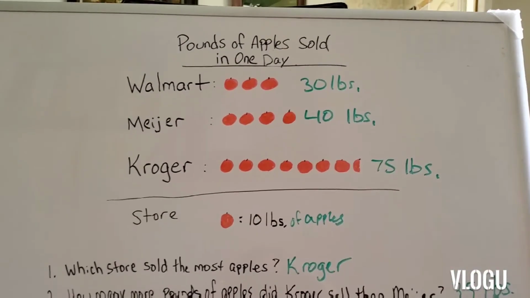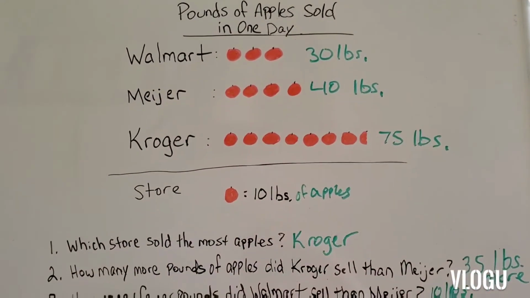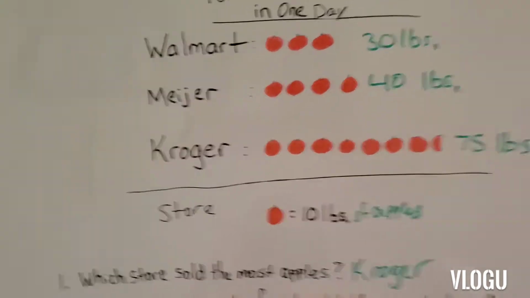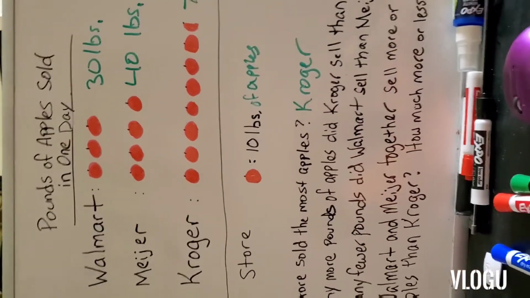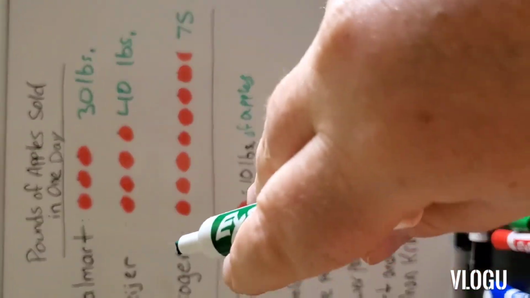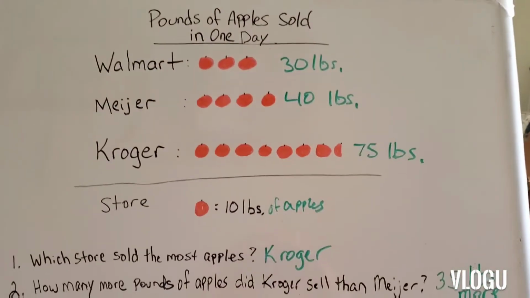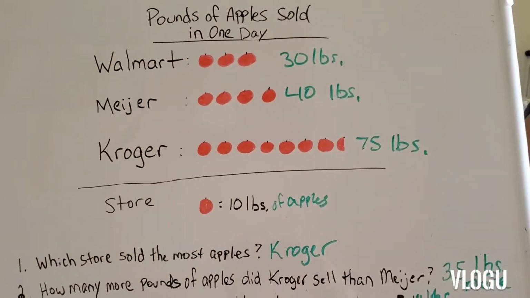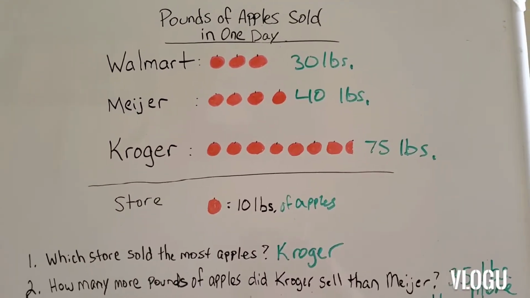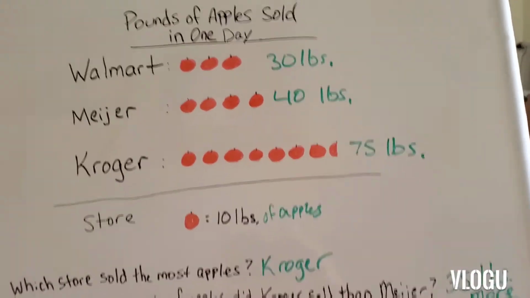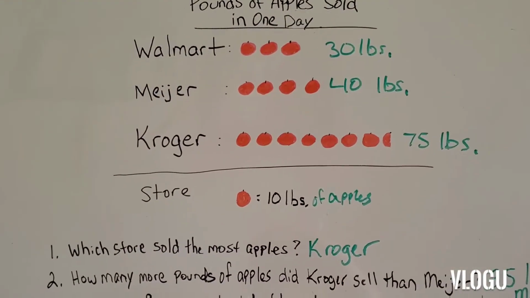This particular graph is a horizontal graph. You read it from left to right. It could be oriented like this, where the pictures are going up. Okay? It doesn't matter what the orientation is. You can see pictures in pictographs going either direction.